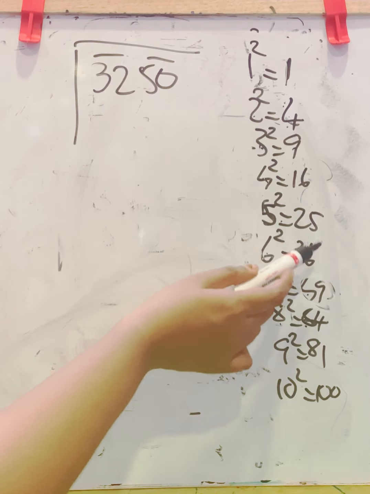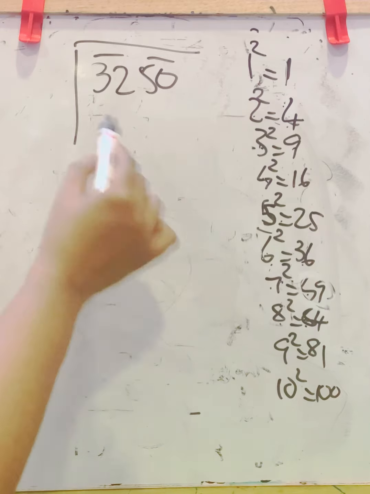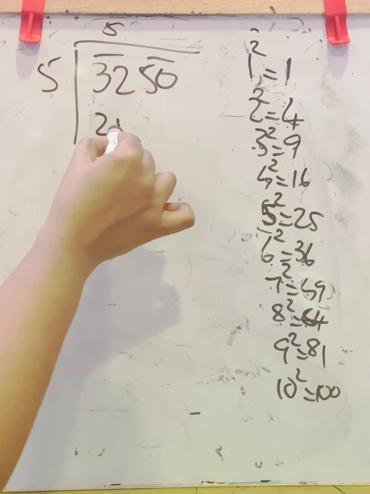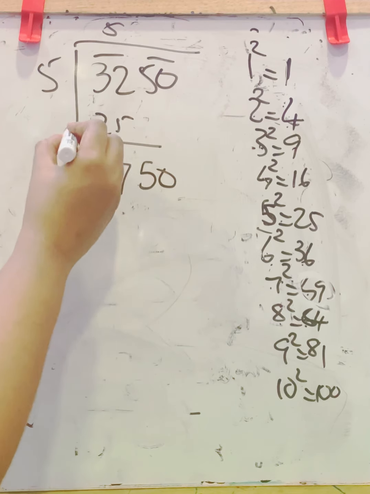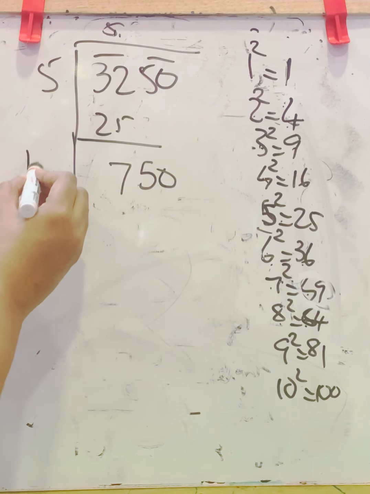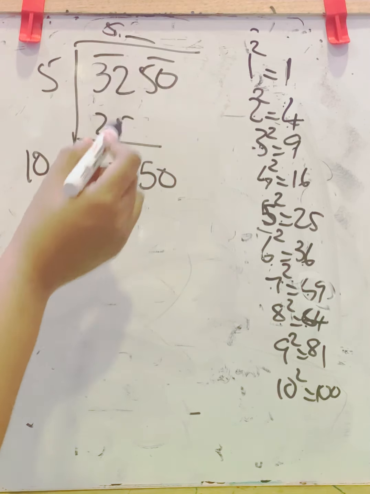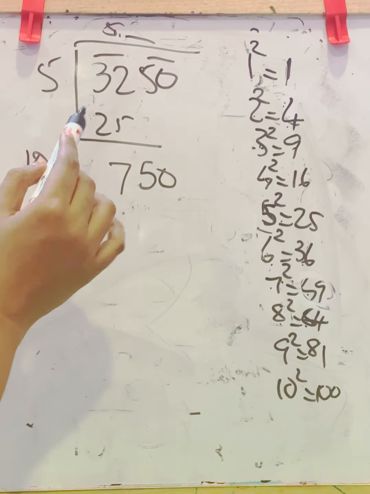32 lies between 25 and 36. You will consider this one. So 5 5s are 25. Balance is 7. Carry down this 50. Now double this 5, you will get 10 dash and dash. Now this is not a perfect square.